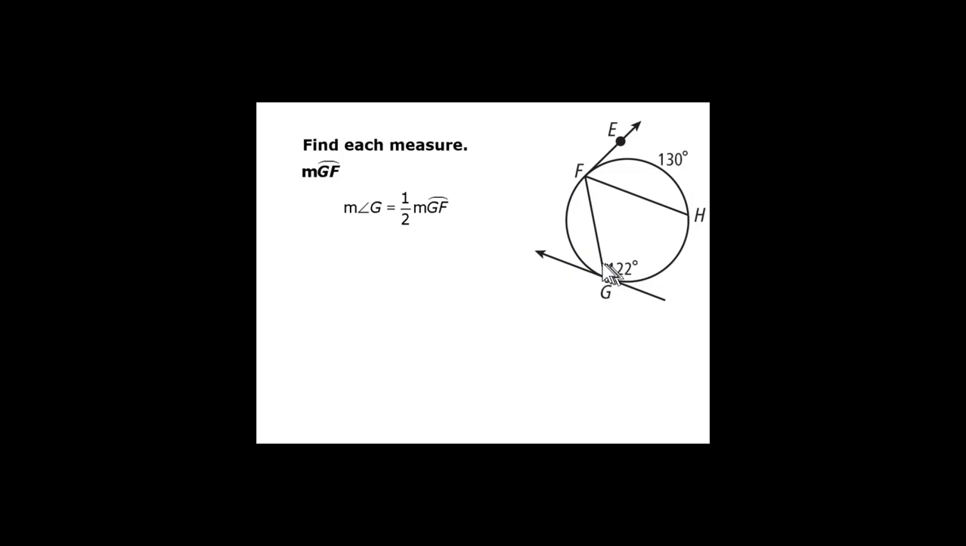We'll also need to use the fact that these two angles form a linear pair. So therefore, the measure of angle G is equal to 180 minus 122 degrees. Let's simplify that. So we get 58 degrees. And to solve this, we will have to multiply both sides by 2 to get rid of this fraction. And that leaves us with the measure of arc GF equal to 116 degrees.